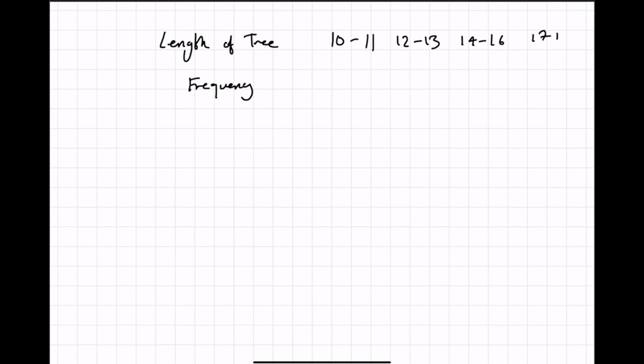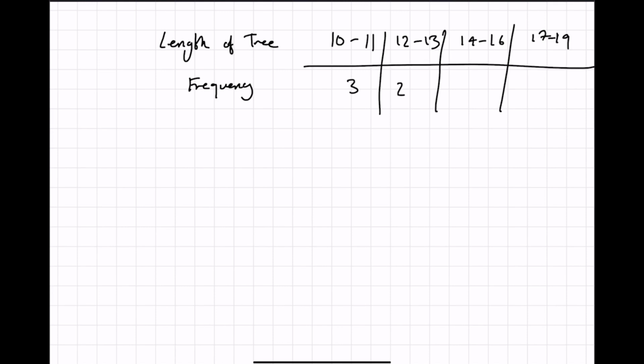So rubbing that out, I'll give an example, and it'll be very quick to understand. All you do is, let's say we have the length of a tree. And let's say we have the frequency of these. And the lengths we'll have are 10 to 11, then 12 to 13, 14 to 16, and let's have 17 to 19. Okay, and let's just put some random frequencies in. So let's put 3, 25, 26, and 15.